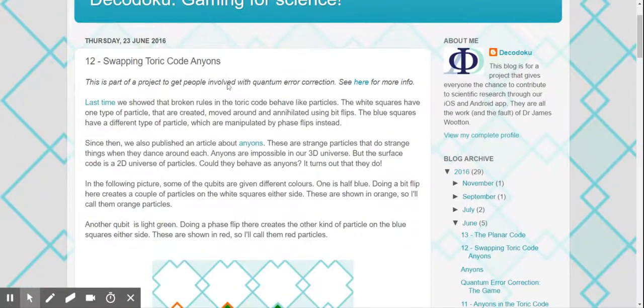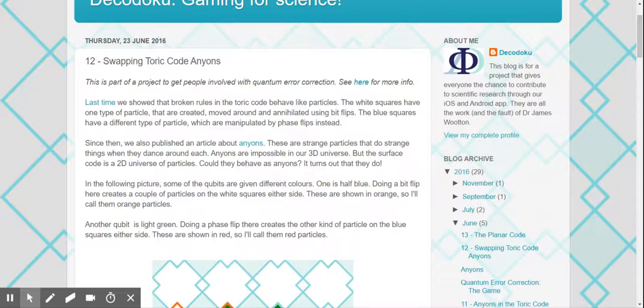Okay. So last time we showed broken rules in our code behave like particles. The white squares have one type of particle, which can be created, moved around, and annihilated using bit flips. The blue squares have a different type of particle, which is manipulated by phase flips instead. Since then, we also published an article about anyons.